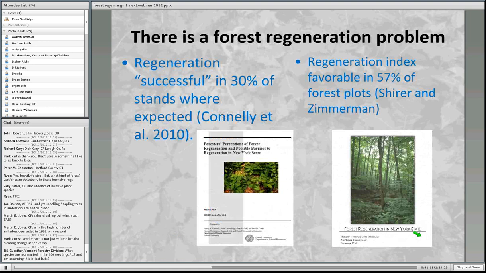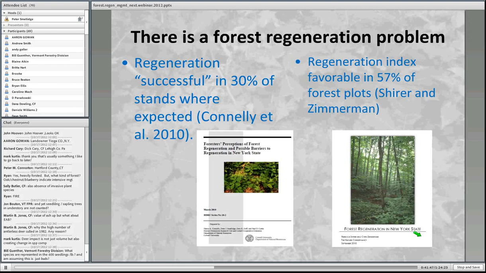So I've tried to make the case that there is, in fact, a forest regeneration problem. The survey that we did indicated, where we had a fairly rigid definition of successful regeneration, that only 30% of the stands were successful. That would be moderately or fully successful. 70% were marginally successful or failures.